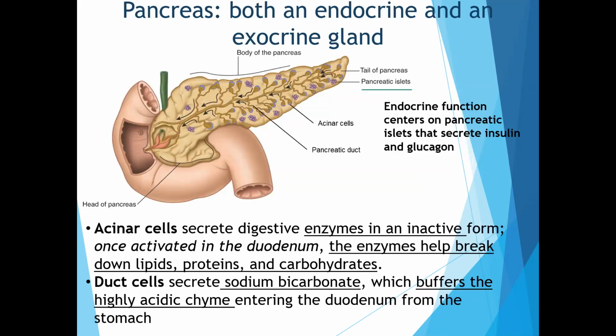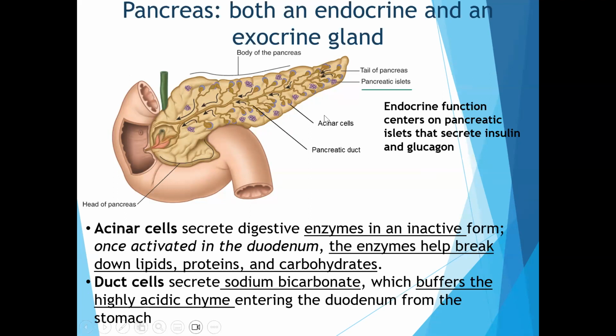Okay, the pancreas. Another accessory organ of the digestive system. We talked about this with the endocrine system as well. It is an endocrine and an exocrine gland. So it's broken into what's known as the body of the pancreas and the tail of the pancreas. The endocrine function centers on the pancreatic islets. That's where the endocrine function is, and that's what secretes our insulin and glucagon. So that's our sugar storage and release control.